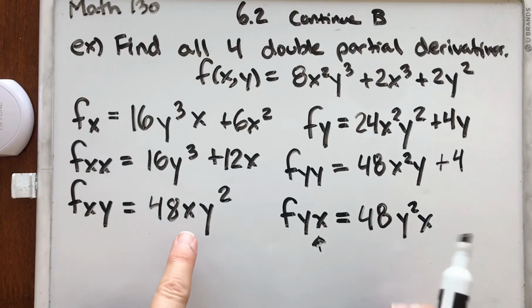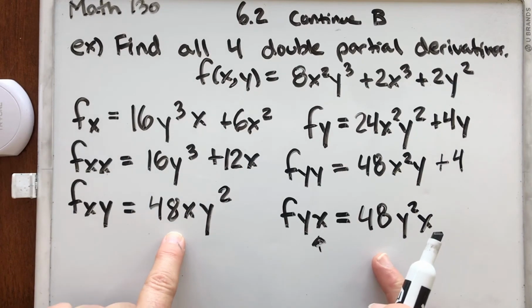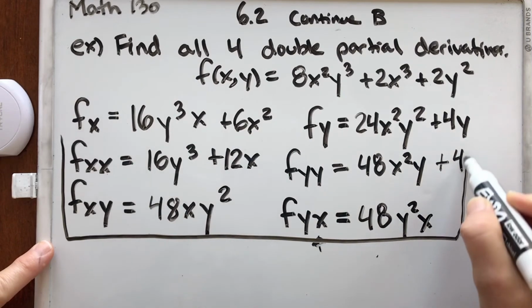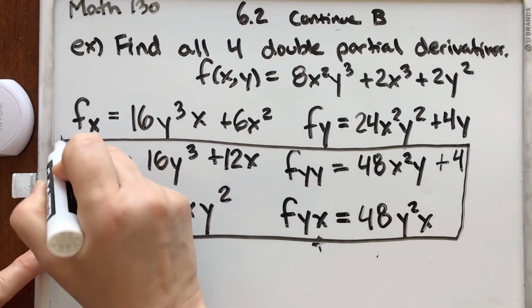Now notice these two, in fact, do equal each other. So our solution, it said to find all four doubles. There's our solution.